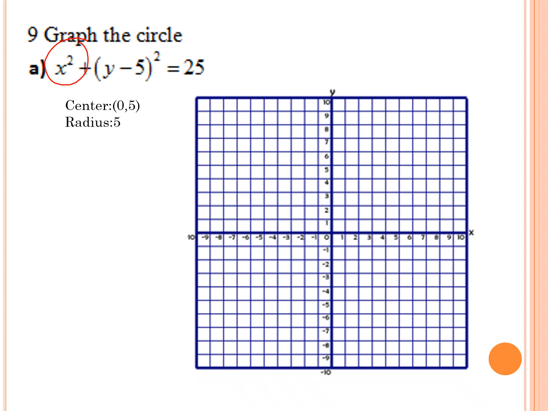You're going to first plot your center. So your center is 0, up 5, so there's that point there. And then you're going to count 5 from each side. You can count 5 up, 5 to the right, 5 to the left, and 5 down, just to make sure your circle does look like a circle. And then you can connect all those points with a circle.